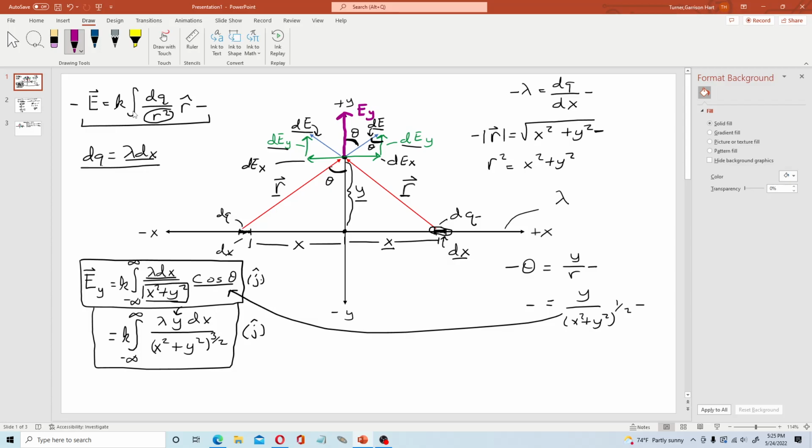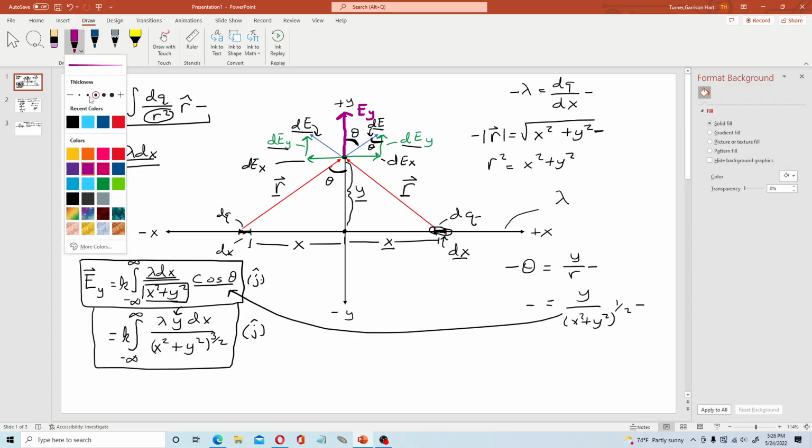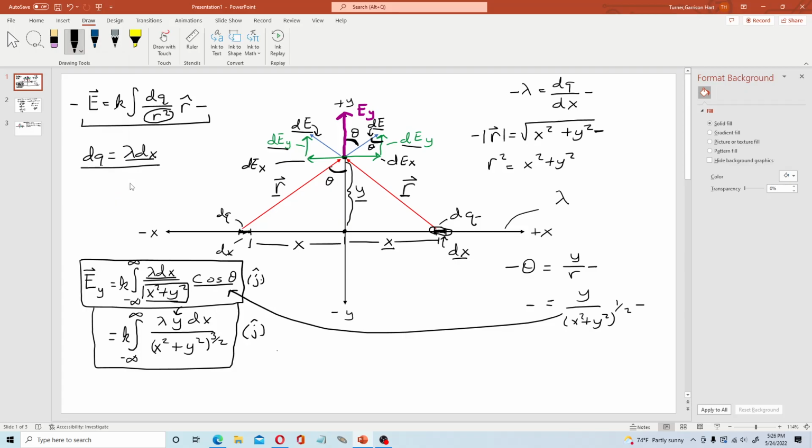Right there. Okay? And so, with that in mind, we now have to decide how we want to integrate this. As I've mentioned, popular techniques for using websites would include things like Wolfram Alpha or integralcalculator.com, and those are fine to use. But if you need to do this by hand, here's how I would do it.